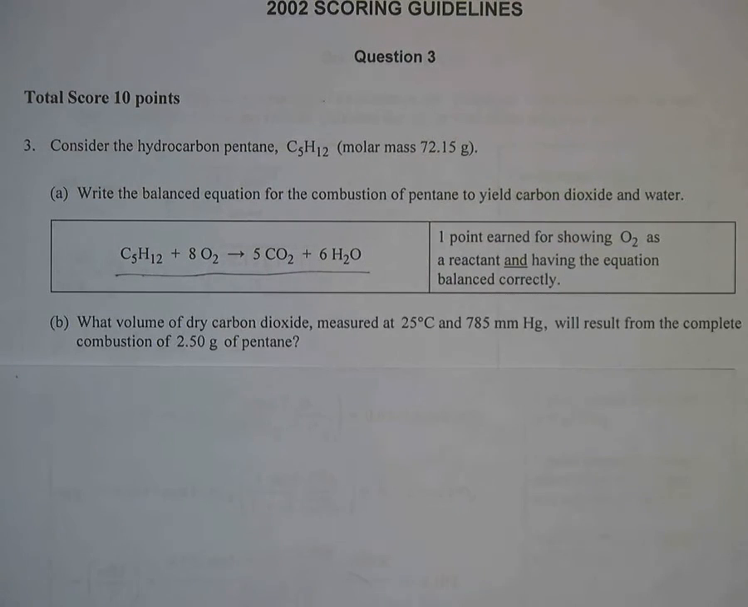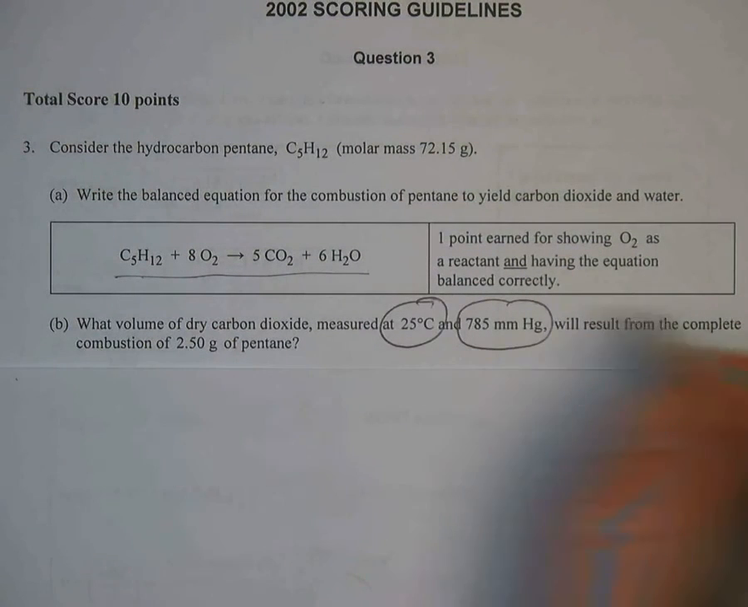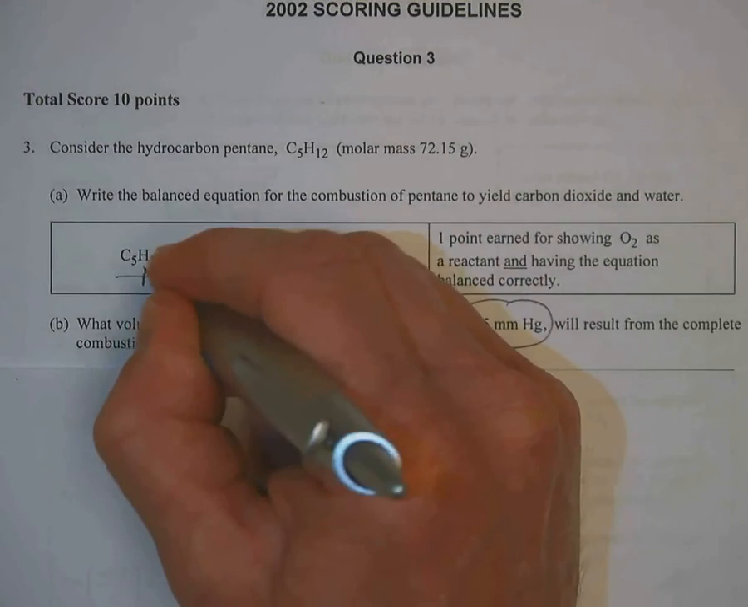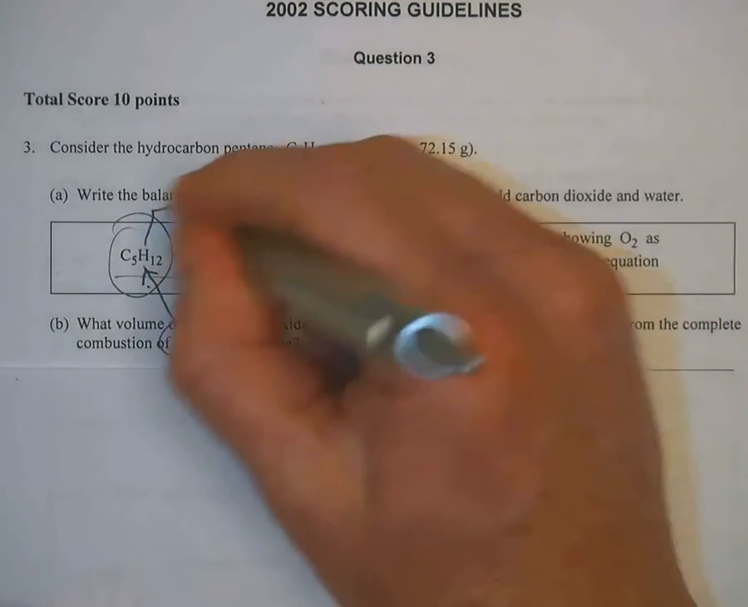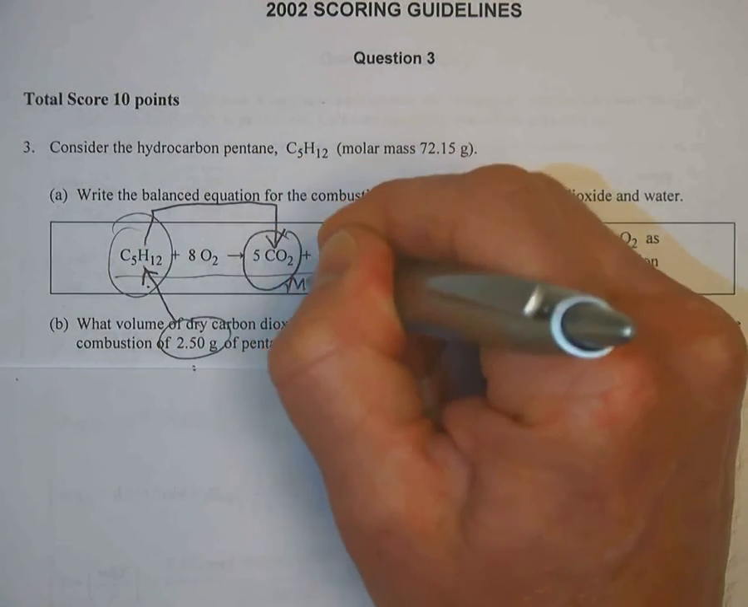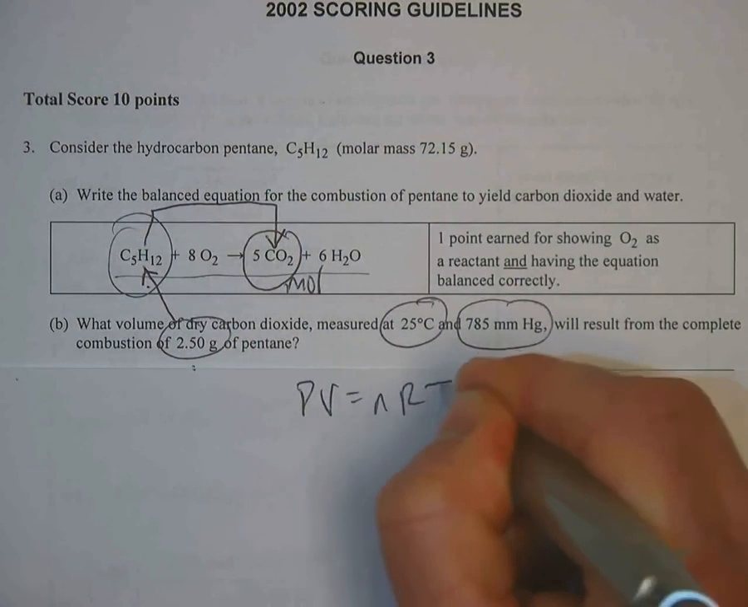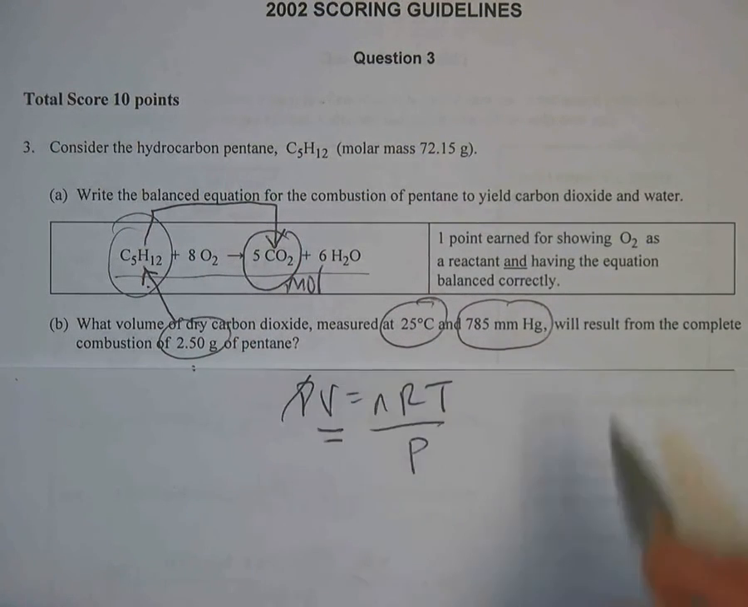Second of all, what volume of dry carbon dioxide measured at a temperature, a pressure, and we've given a number of grams of pentane. Another one where we're going to have to use some gas laws to do something stoichiometrically. So step number 1, find the number of moles of this. What's the relationship between this and carbon dioxide? 5-to-1. Once I know the number of moles here, now I can put it into PV equals nRT, and I could solve for the volume by dividing both sides by P.